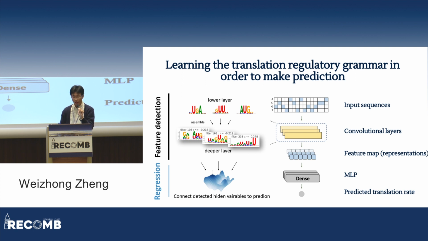And similarly in modeling the UTR sequences, we can also observe that in the lower layer of CNN, the model is detecting some very simple patterns like nucleotide k-mers, and these simple patterns were assembled in higher layers into more complex high-level motifs that are relevant to translation. And finally, the MLP or dense layer, the other part of the model, would make use of these detected motifs and do the prediction for you.